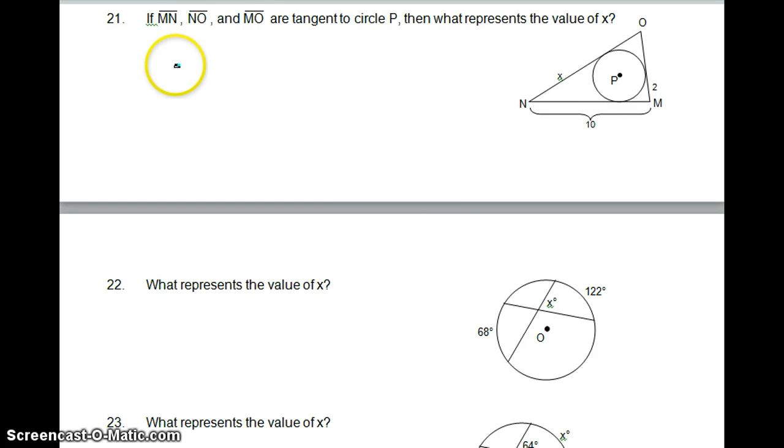Number 21. If MN, NO, and MO are tangents to circle P, then what represents the value of x? Okay, well if they're tangents, we know that they're going to be equal. So from here to here is 2. So from here to here it's going to be 2. We know from N to N is 10. So if we do 10 minus 2, that'll give us 8 right here. And since N to here is x, we know that x equals 8. That's number 21.